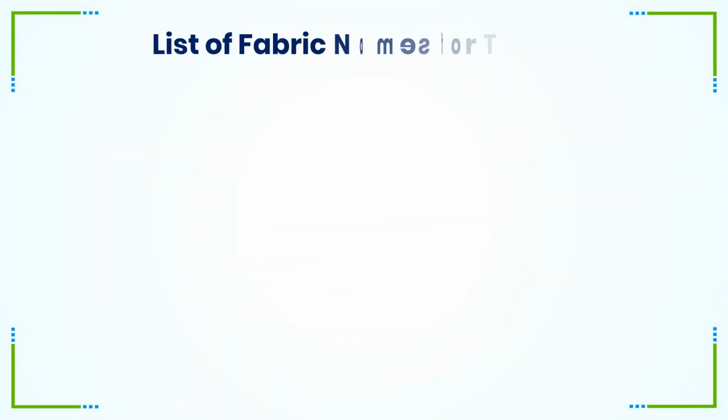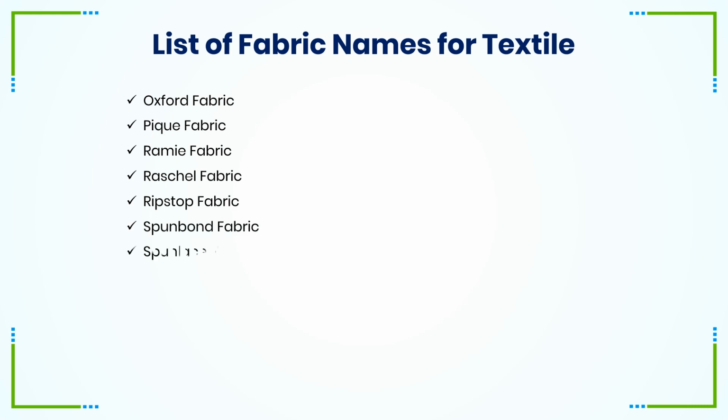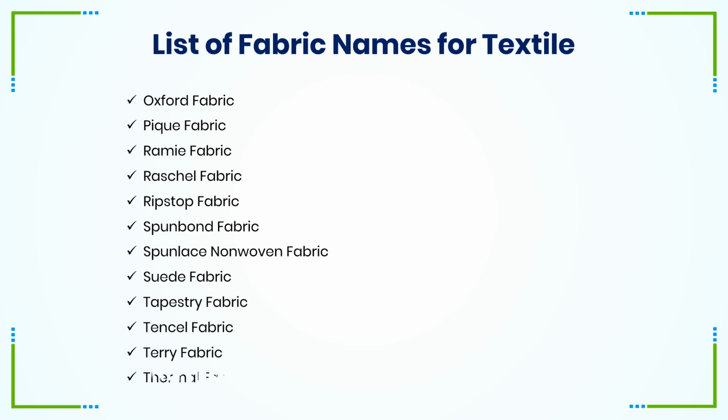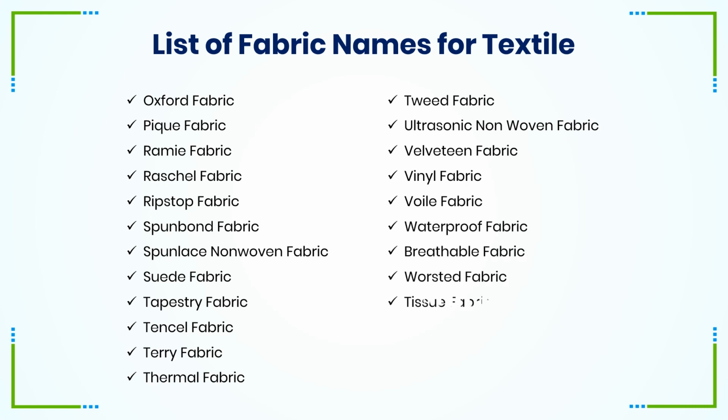List of fabric names for textile. Oxford fabric, peak fabric, ramie fabric, rascal fabric, ripstop fabric, spunbond fabric, spunlace, non-woven fabric, suede fabric, tapestry fabric, tencel fabric, terry fabric, thermal fabric. Tweed fabric, ultrasonic non-woven fabric, velveteen fabric, vinyl fabric, voile fabric, waterproof fabric, breathable fabric, worsted fabric, tissue fabric, flock fabric, microfiber fabric, grey fabric.